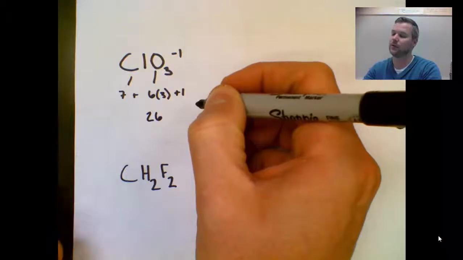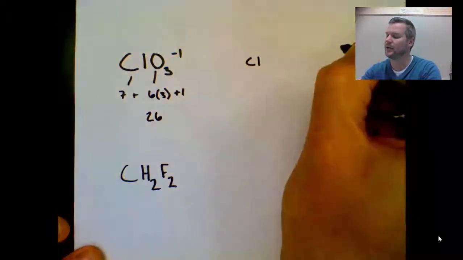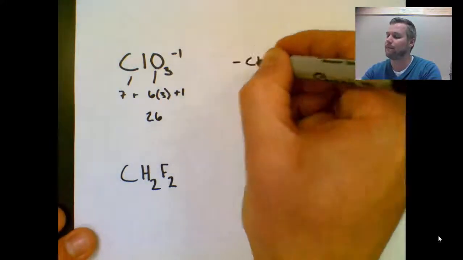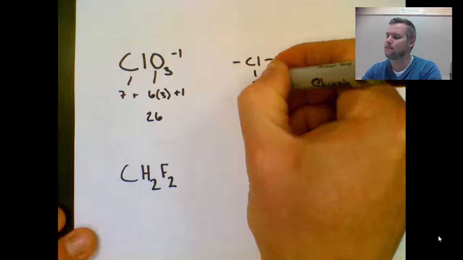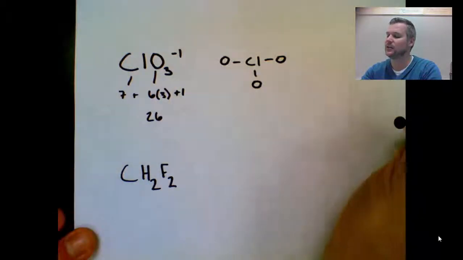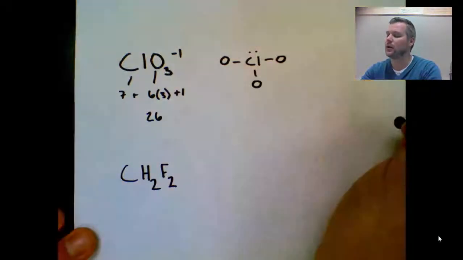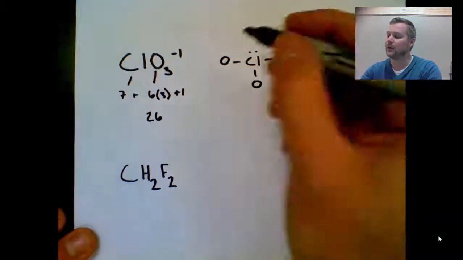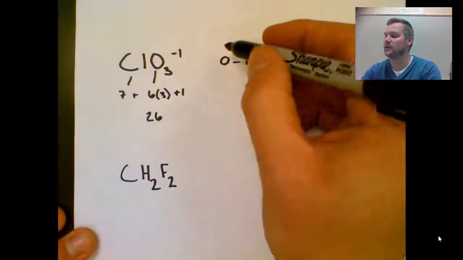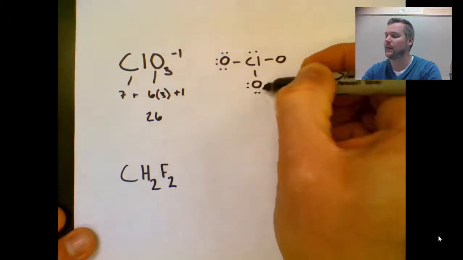I'm going to put my chlorine in the middle. Now chlorine is a little bit less electronegative than oxygen, which is why chlorine goes in the middle. Okay, so I've used 6 electrons. That gives me 20 left. 2 on the chlorine to make it 8. Then I have 18. There's 3 oxygens, so 18 divided by 3 is 6 each, which makes sense because I need to add 6 more to get each to an octet.